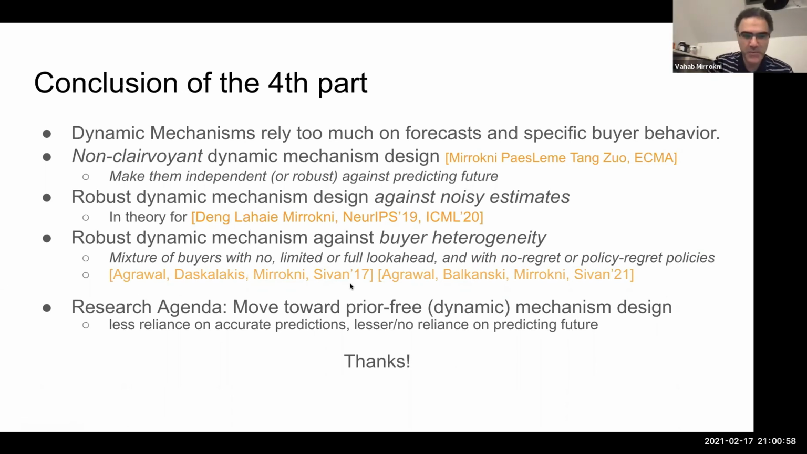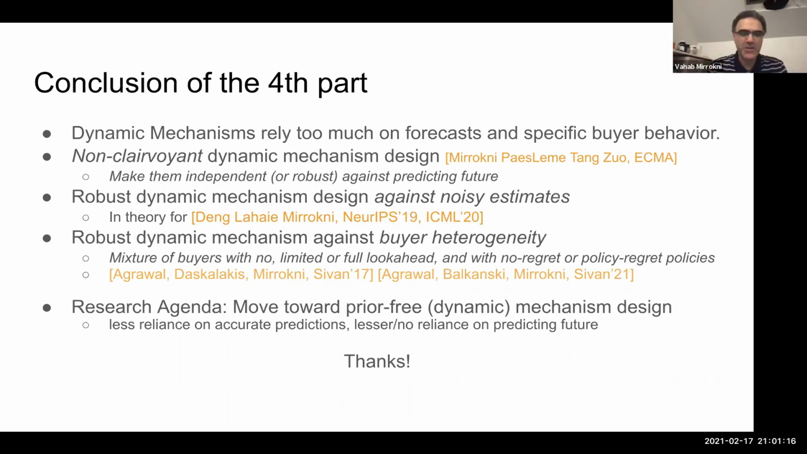So this is the first paper: if you have a single buyer, but you don't know the type, how do you run a robust auction against that type of buyer? And the second one is about how to run an auction that works well against a mixture of different types of buyers.